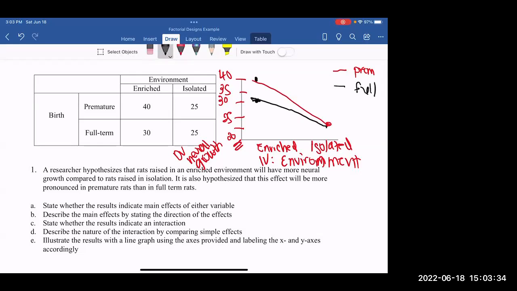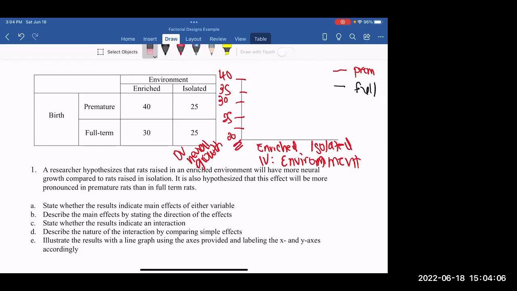Okay. So it's a little bit hard to see there, but those lines are not parallel to each other, right? They're slightly perpendicular. So that would suggest, like I said, that there's an interaction. But let's go ahead and plot this as a bar graph. Okay.